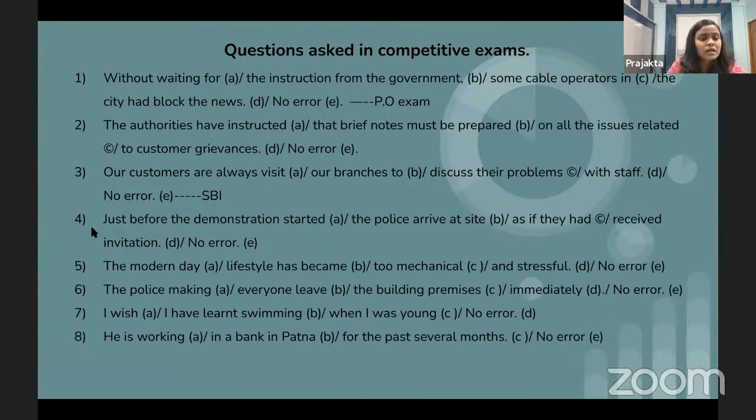See the next example. Just before the demonstration started, the police arrived at site as if they had received invitation. So where is the error? Just before the demonstration started, the police arrived should have been there. Here the root verb arrive is given. So the main verb's form should be the past participle, the -ed form. That means B is the correct option.